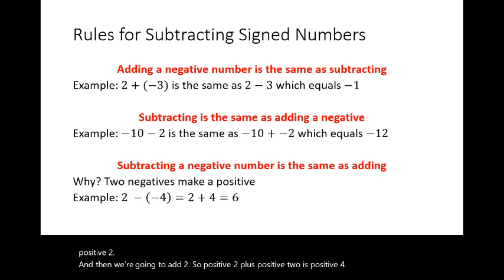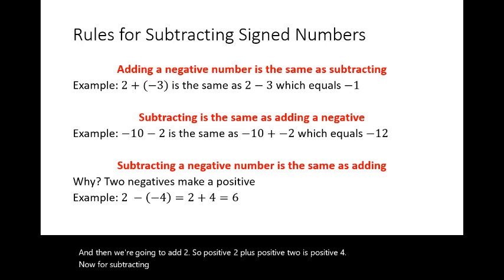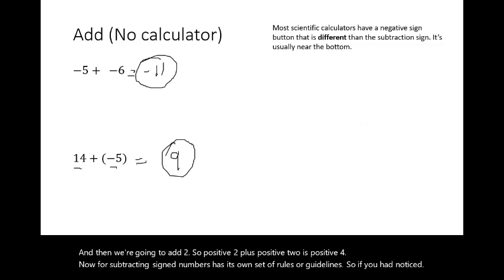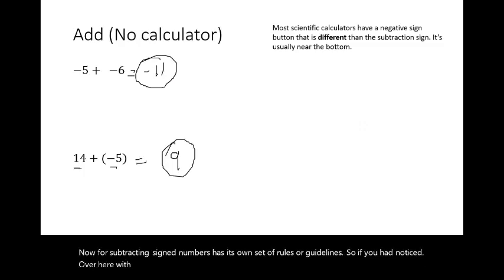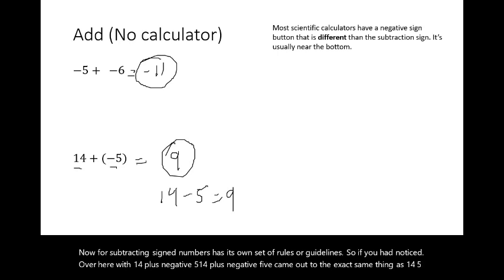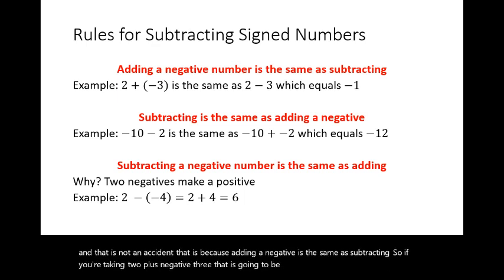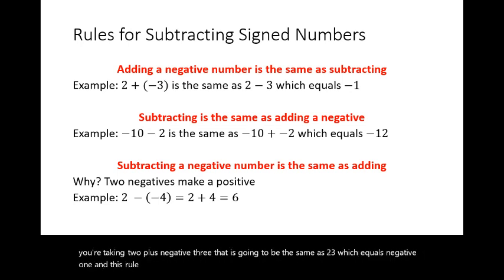Now, subtracting signed numbers has its own set of rules or guidelines. If you noticed over here, 14 plus negative 5 came out to the exact same thing as 14 minus 5, and that is not an accident. That is because adding a negative is the same as subtracting. So 2 plus negative 3 is the same as 2 minus 3, which equals negative 1. And this rule can also go in reverse.